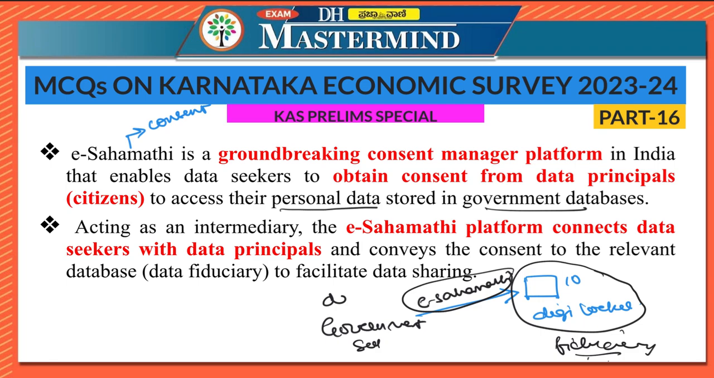So what is the meaning of data principal? Data principal is nothing but those people to whom the data belongs. In this example, the owner of the 10th standard certificate is the data principal. So e-Sahamati is just an intermediary platform and it does not store any digital data or data of any data principal. Please note it down.